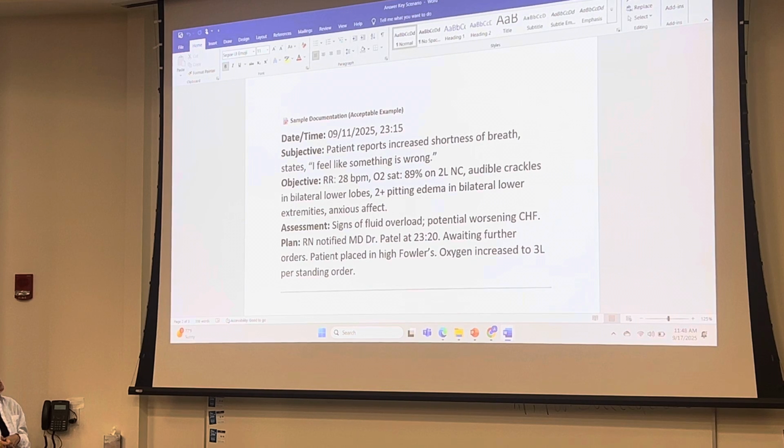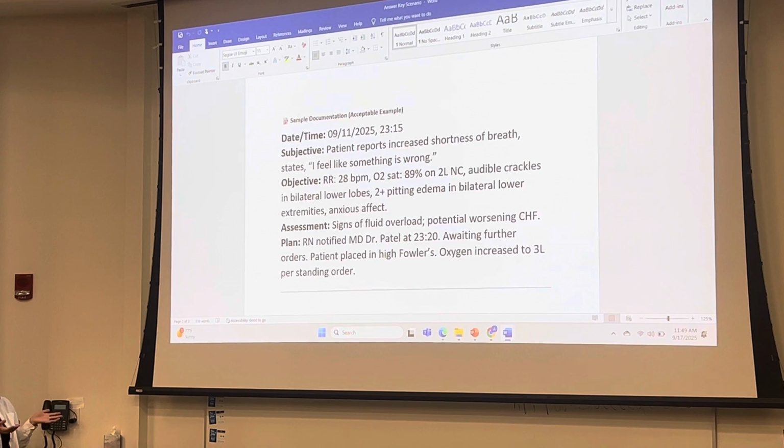Subjective, patient reports increased shortness of breath, states I feel like something is wrong. Objective, respiratory rate of 28, O2 sat 89% on 2 liters. Audible crackles in bilateral lower lobes. Okay, so when we listen on both sides, in the lower part, we can hear those crackles. And then anxious affect, which means their mood is anxious, so they're maybe fidgety, uncertain. Okay, so those are all the things we observe.